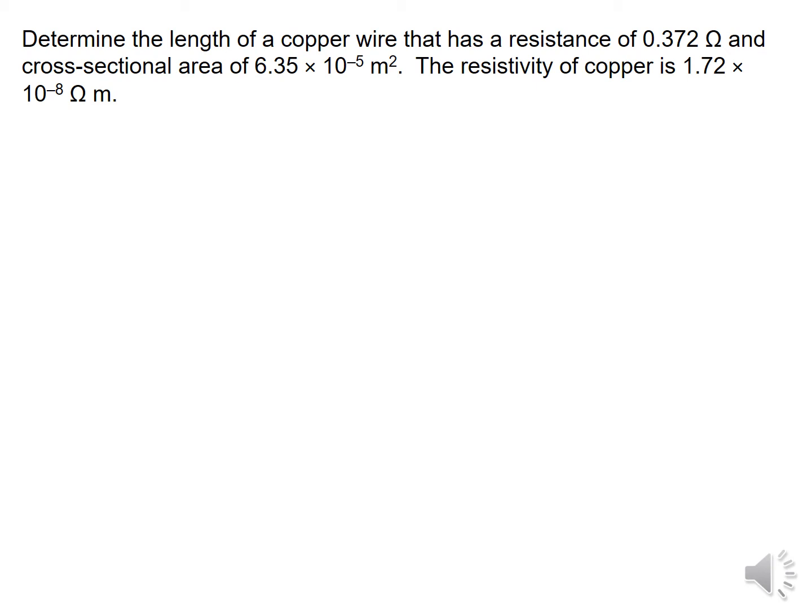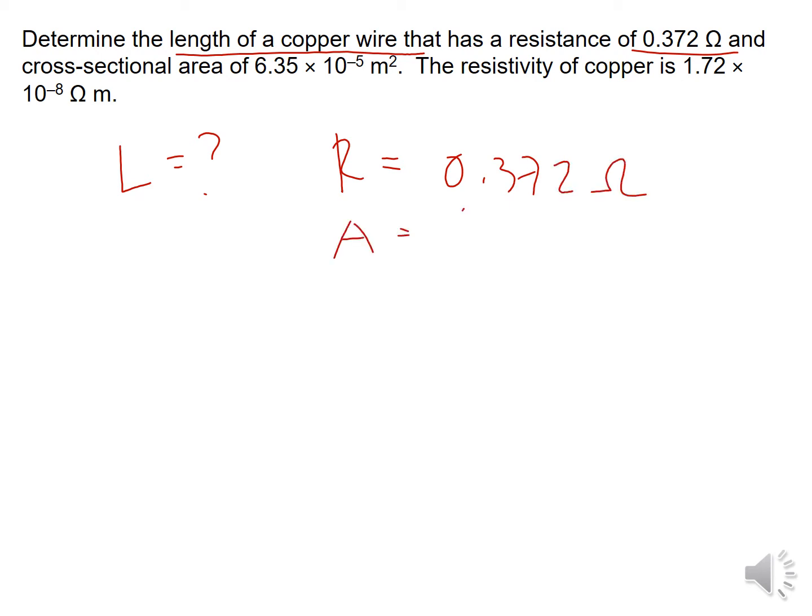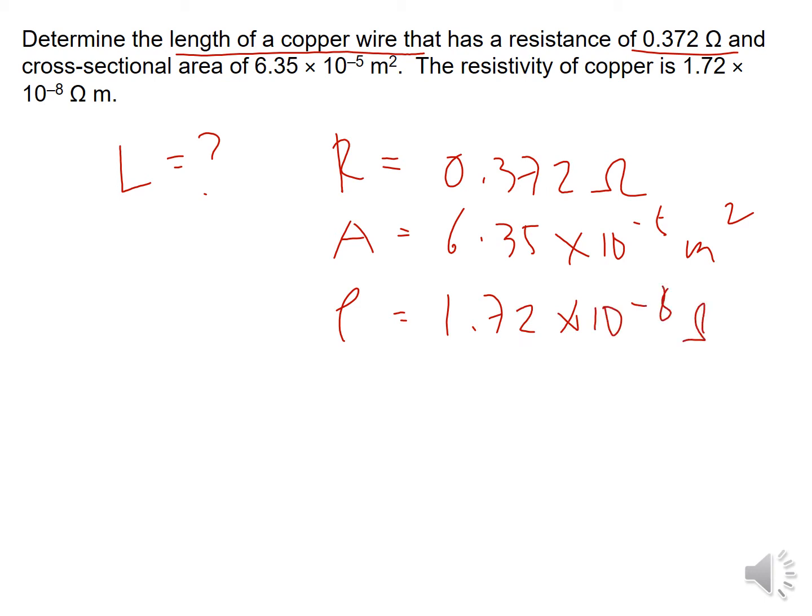Determine the length of the copper wire. We are looking for the value of length. We have the given resistance. The resistance of the copper wire is 0.372 ohms, and the cross-sectional area is equal to 6.35 times 10 to the negative 5 square meter. Of course, resistivity is given. Resistivity is 1.72 times 10 to the negative 8. So this is the resistivity for copper.